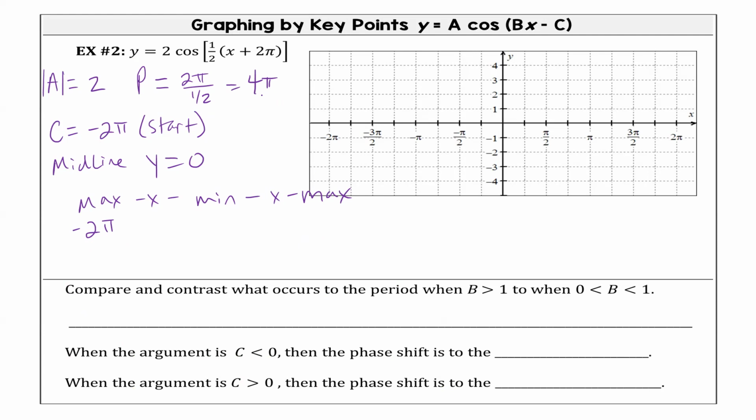My period is how long? 4 pi. So negative 2 plus 4 pi. Now say it, Anna. 2 pi. So my max here is going to end at 2 pi. And now all you're doing is finding the halfway between. What's halfway between negative 2 pi and 2 pi? 0. What's halfway between negative 2 pi and 0? Negative pi. Halfway between 0 and 2 pi? Pi. So these are where my max and my min values are going to be.